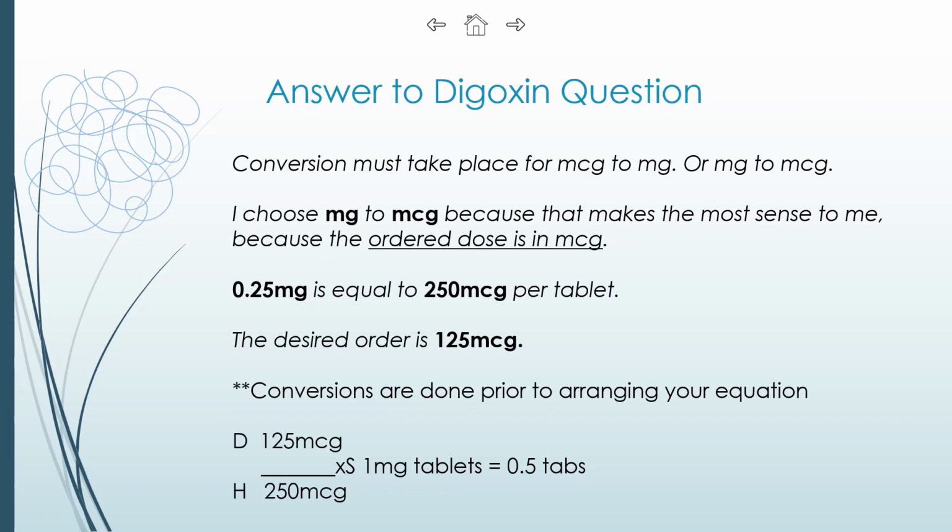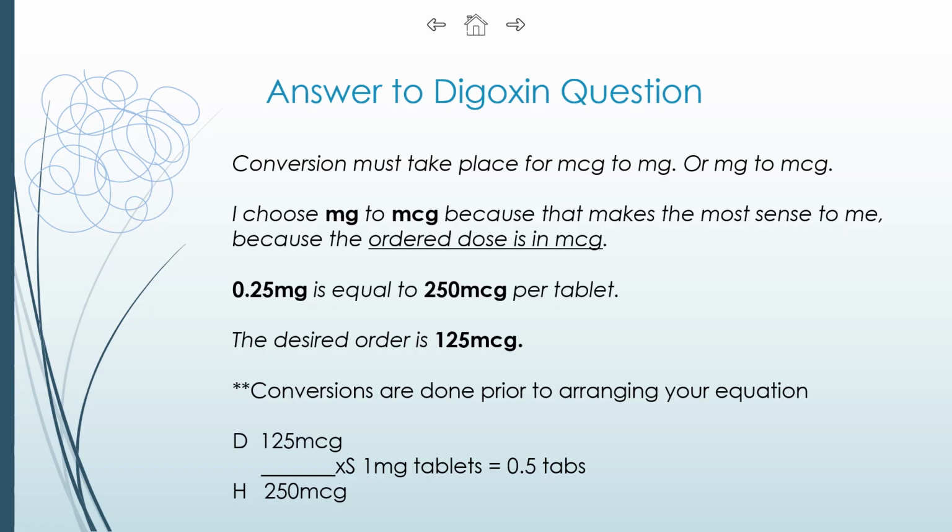So for this answer, you have to convert first: micrograms to milligrams or milligrams to micrograms. I typically choose to make milligrams to micrograms because that makes the most sense to me, because the ordered dose is in milligrams. If the ordered dose was in micrograms, I would switch it the other way. So 0.25 milligrams is equal to 250 micrograms per tablet.